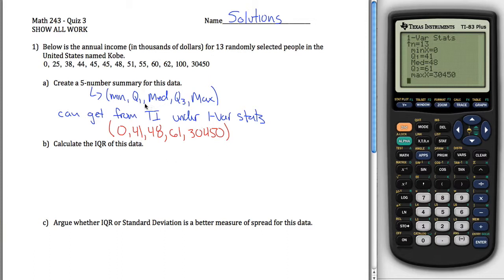The nice thing about this is TI calculates quartiles a little bit differently than your book does, but with 13 observations, the way your book does it and the way your TI does it is identical. So whether you did this by hand or using your TI, you should get the same answer.